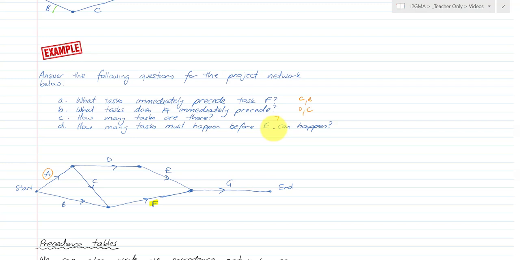How many tasks must happen before E can happen? So before E can happen, D has to have happened. Before D can happen, A has to have happened. But you may not have done B, C, or F yet. So before E can happen, 2 things, and those 2 things are A and D. So there's the answer to those questions. That's the analysis on a flow network that represents a project plan.